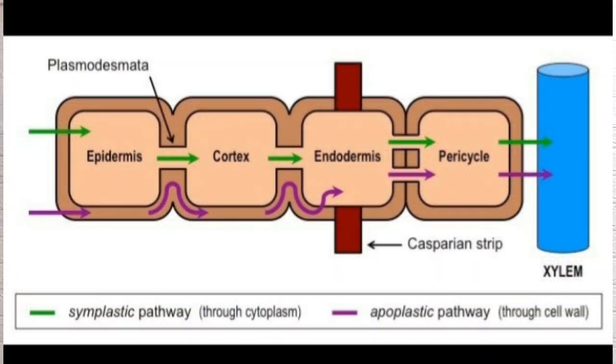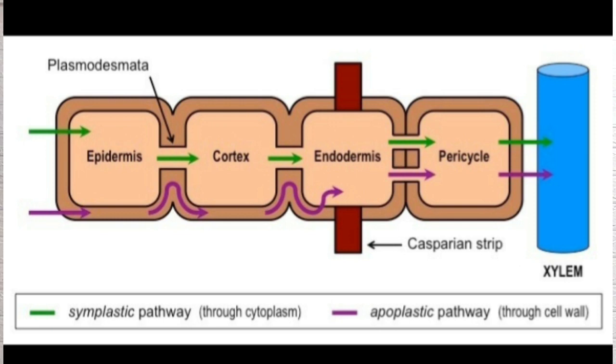Now, let's move on to the next part of my presentation, which is how the apoplastic pathway works. I will explain this briefly. As we know, in this pathway, water is transported from the root hair to the xylem through the cell walls of intervening cells without crossing any membrane or cytoplasm.